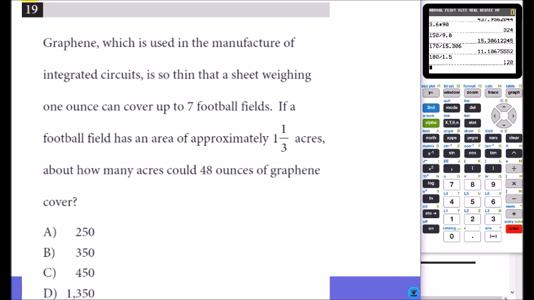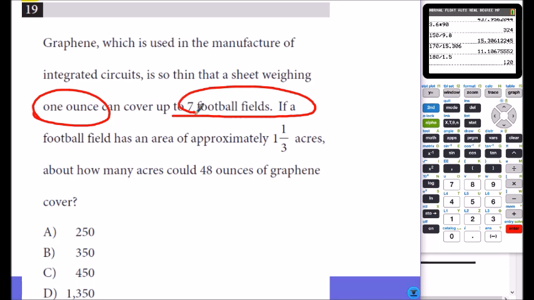Graphene, which is used in the manufacture of integrated circuits, is so thin that a sheet weighing 1 ounce can cover up to 7 football fields. A football field has an area of approximately 1 1/3 acres. So how many acres could 48 ounces of graphene cover?